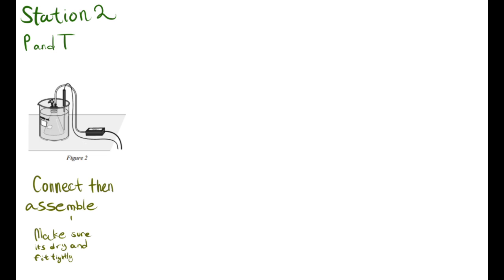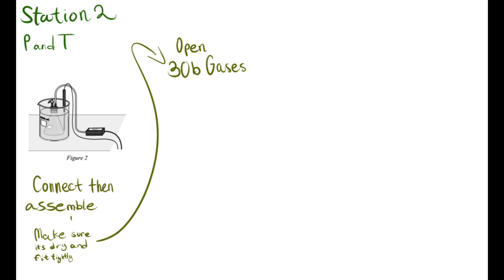Be sure all fittings are airtight. Make sure the rubber stopper and flask neck are dry. Then twist and push hard on the rubber stopper to ensure a tight fit. Open the file 3B gases from the Advanced Chemistry with Vernier folder.